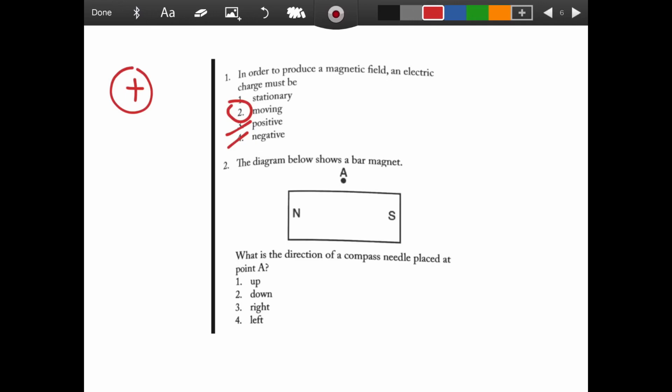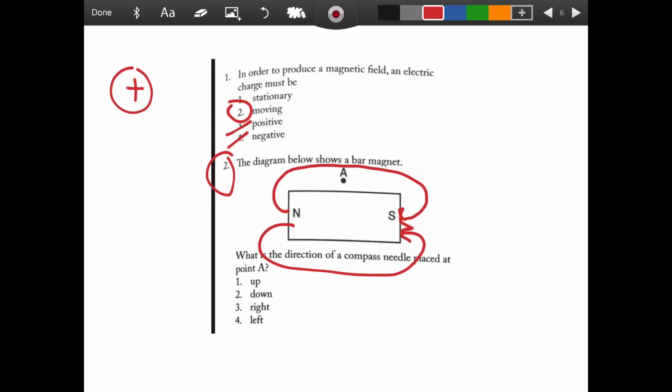And then number 2, the diagram below shows a bar magnet. What is the direction of the compass needle placed at point A? Whenever I see a question like number 2, the first thing I want to do is place magnetic field lines here. So remember, they always come out of the North Pole and into the South Pole.